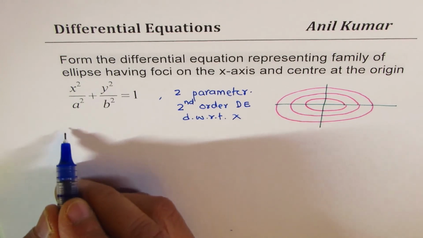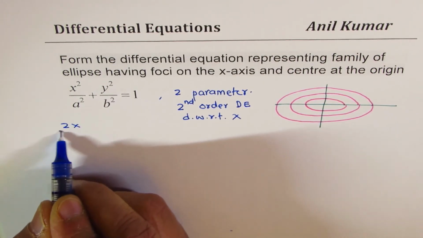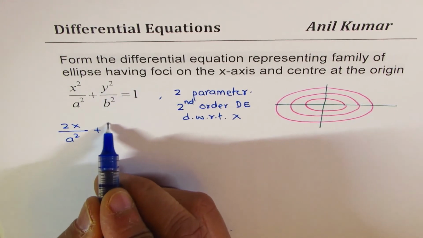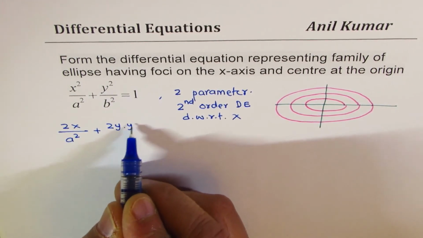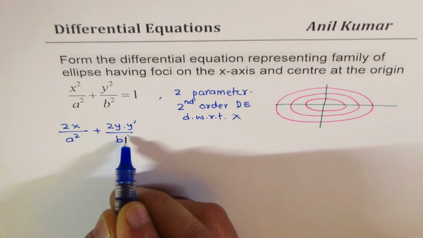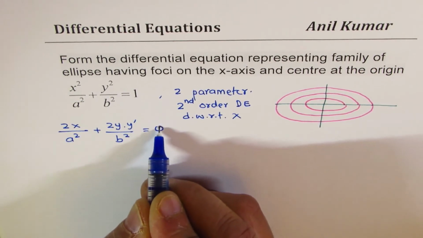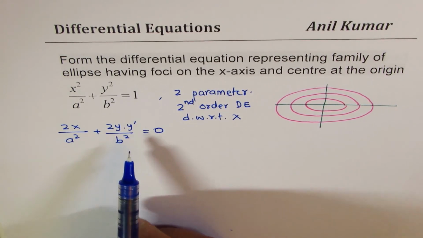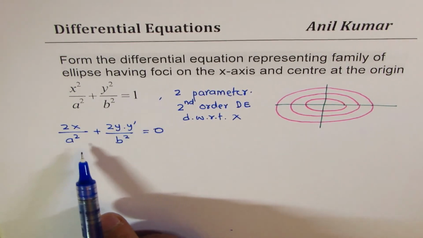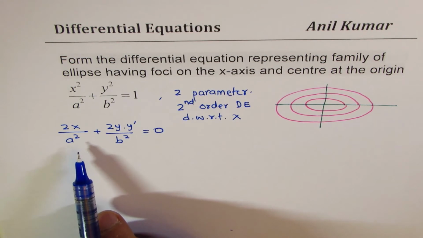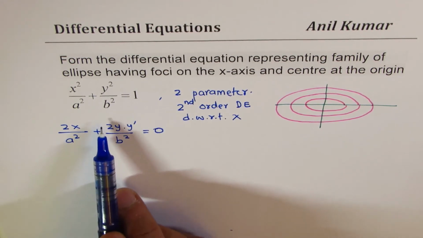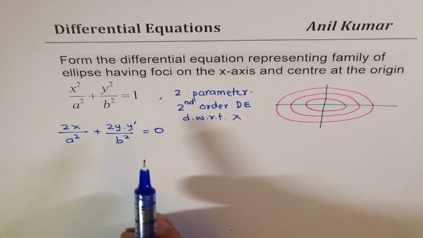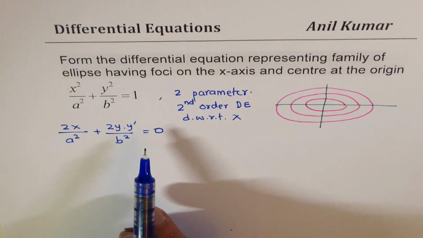So we get here 2x over a square plus 2y dy dx over b square equals 0. So in the first step, we have eliminated the right side. Now we have to rearrange, because somehow in the second derivative we should eliminate both these parameters, right? So how can we do it?